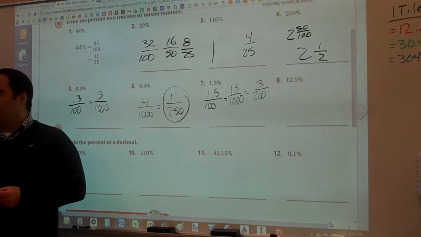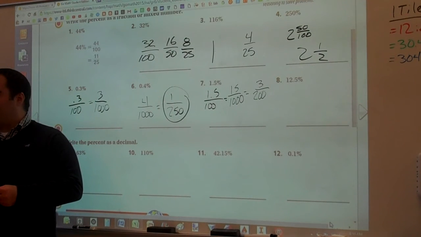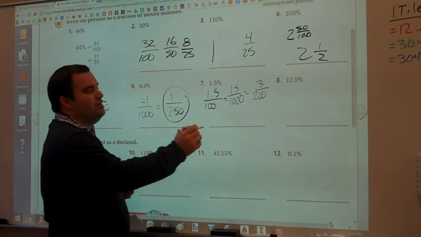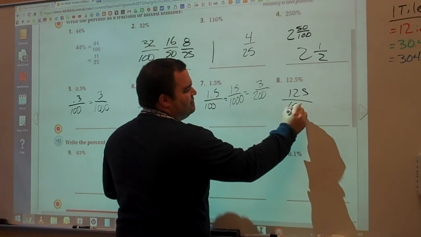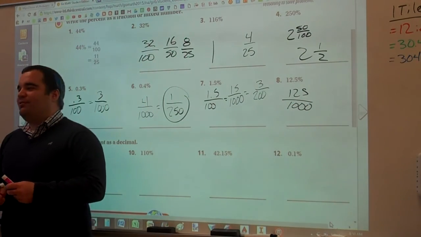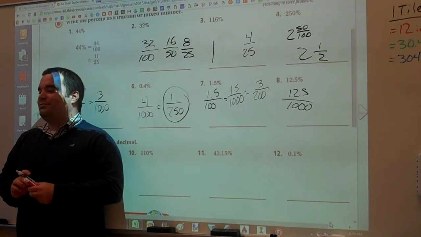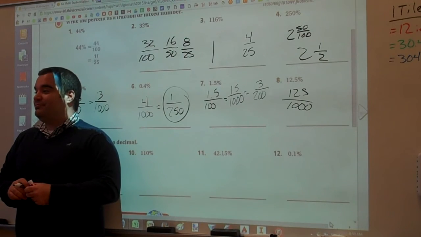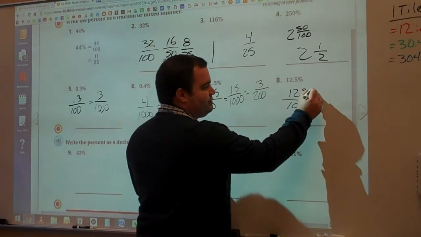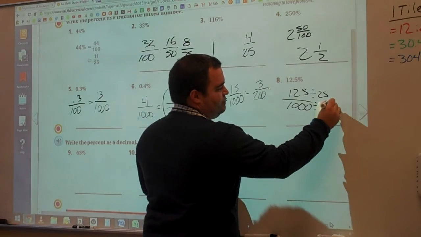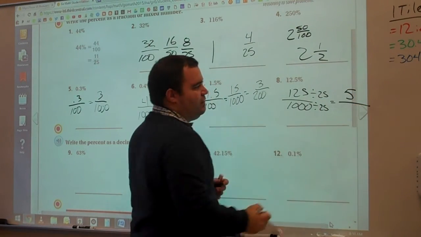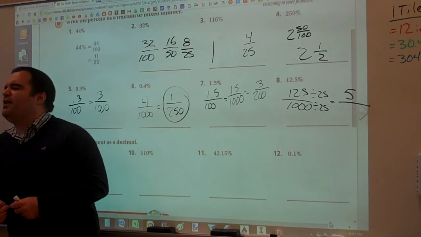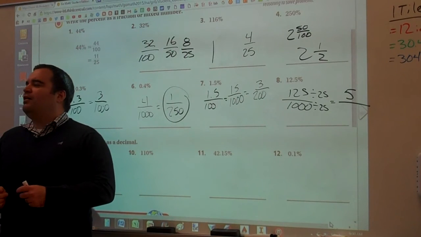12.5%. That's 12.5 over 100, 125 over 1,000. I can reduce by 5, but I'm going to go bigger. I'm going to go 25. How many 25s are in 125? 5. How many 25s are in 1,000? How many 25s are in 100? 4 times.